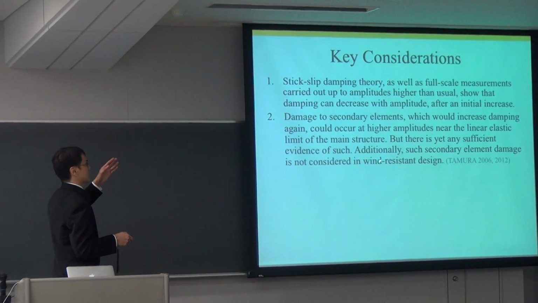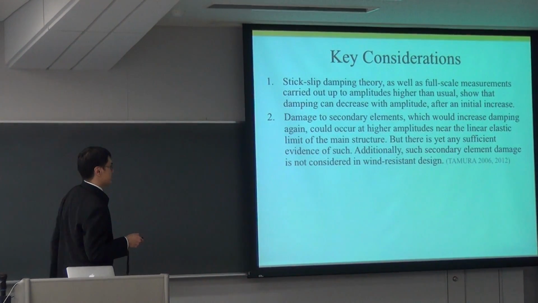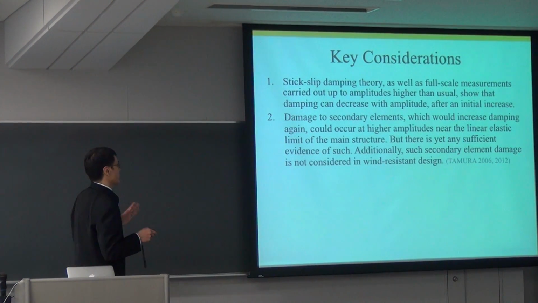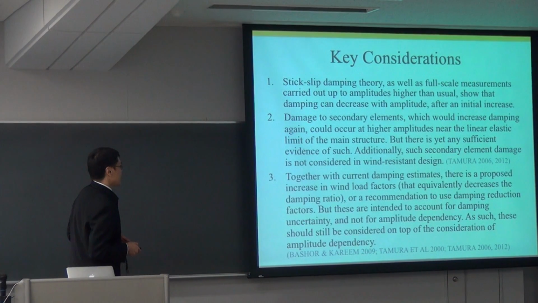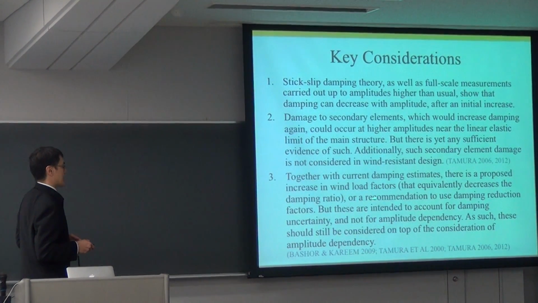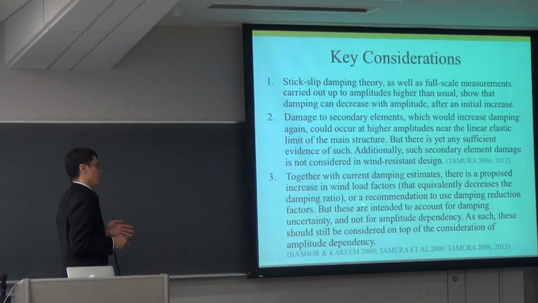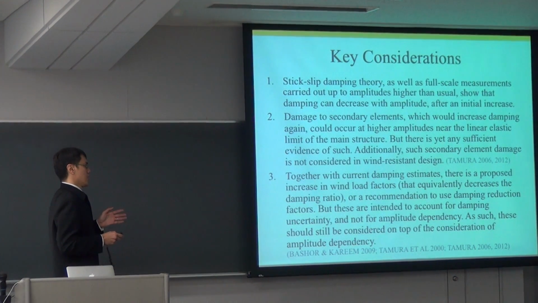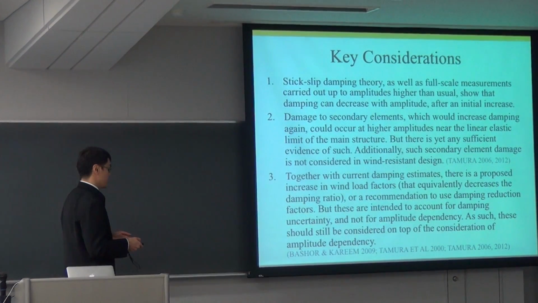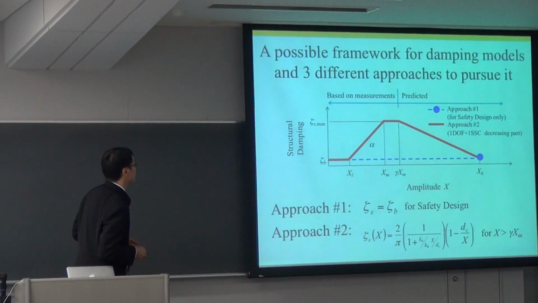high amplitude. But there's no sufficient evidence yet of such, and this is not considered in wind-resistant design, so we will not consider that. And there's a proposal to use higher wind load factors to account for uncertainty, or to use lower damping values to account for uncertainty. But these are to account for uncertainty, so these should be considered on top of the consideration of amplitude dependency.